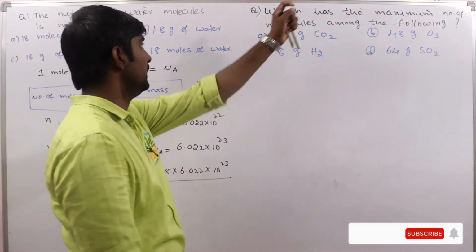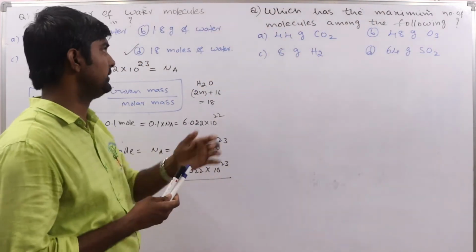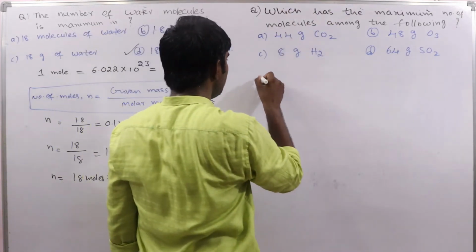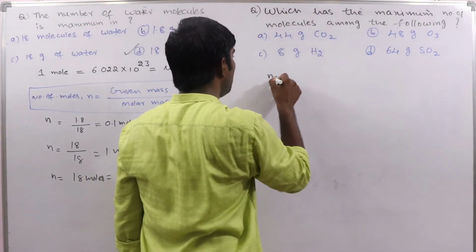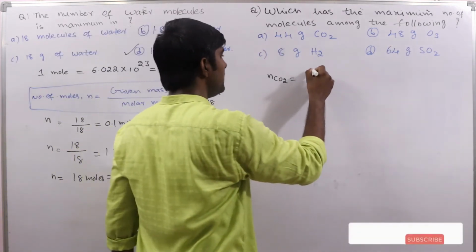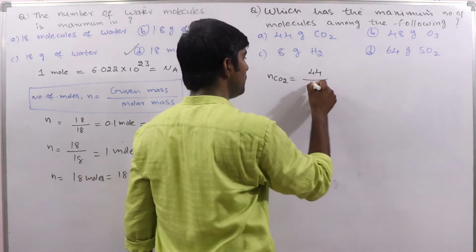Next, look at this one. See, this is also a very similar problem, but just the options are different. First here, in option A, the number of moles of CO2 we have to calculate. The mass is given, how much? 44 gram, by molar mass of CO2, how much?